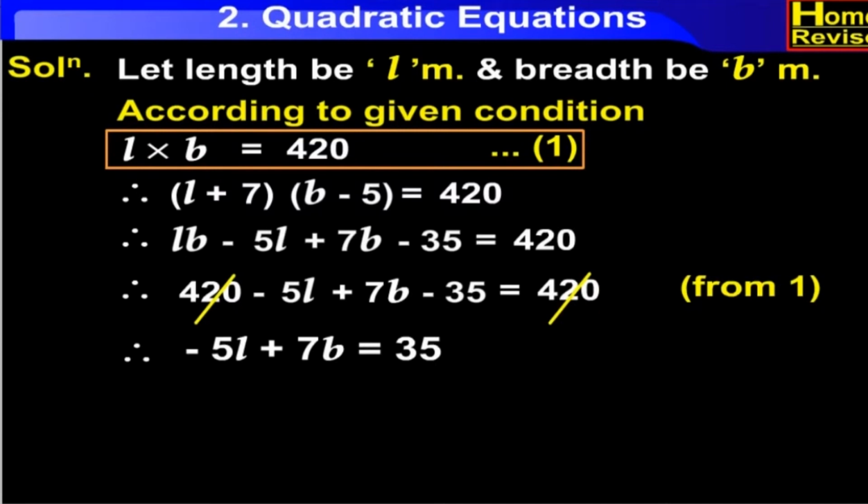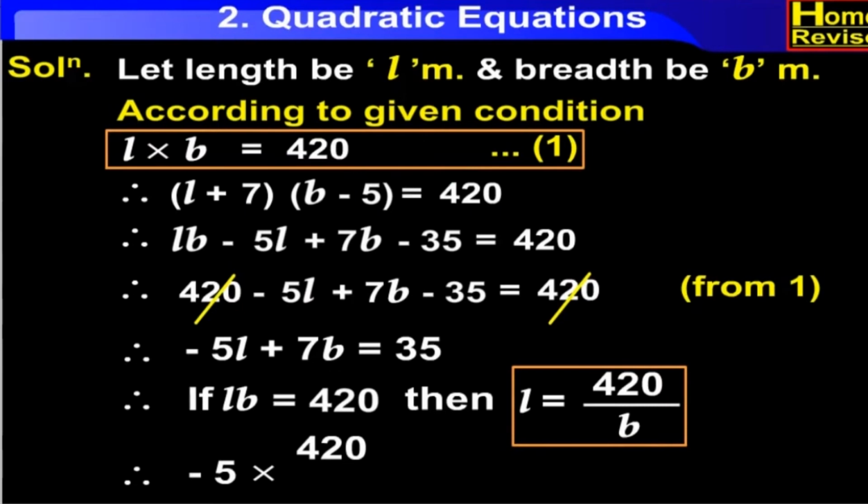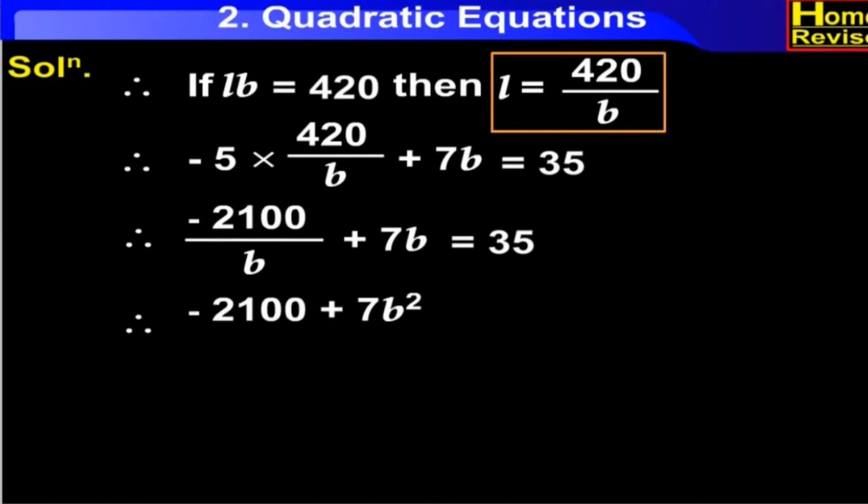Also, from equation 1, we can derive the value for length. That is, if LB is equal to 420, then L is equal to 420 divided by B. Using this value of L, we get minus 5 into 420 upon B plus 7B is equal to 35. Therefore, minus 2100 upon B plus 7B is equal to 35. Minus 2100 plus 7B square upon B is equal to 35.